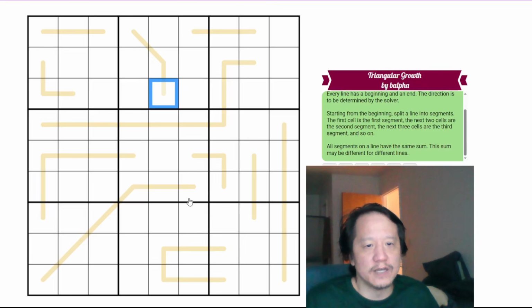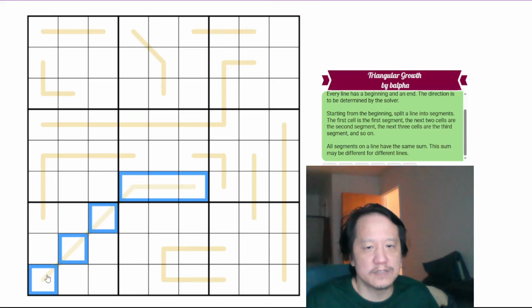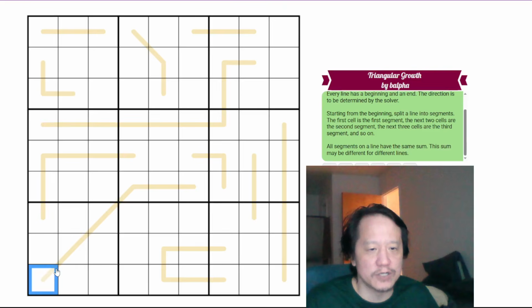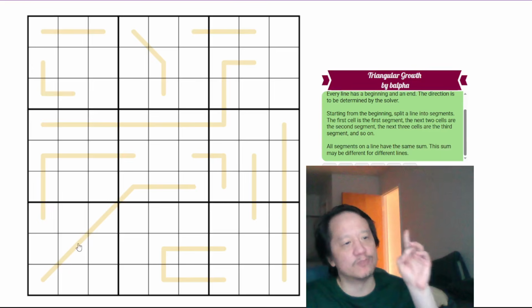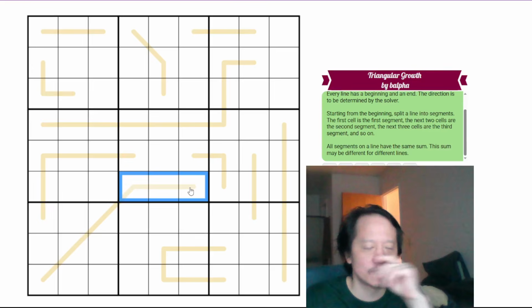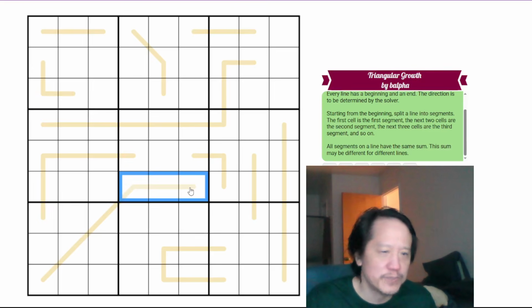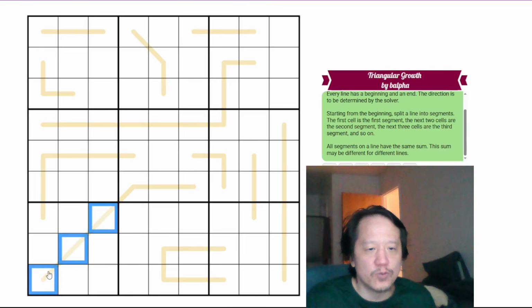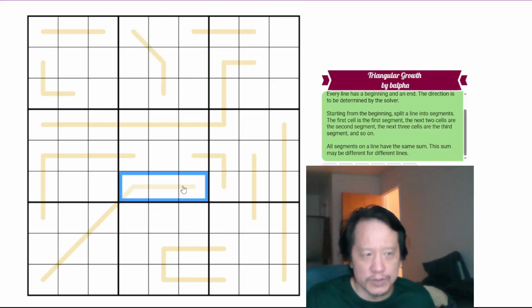So, for example, for this 6-cell line, it has to be going in one direction. We have one cell that must be a single segment. The next 2 cells are the second segment, and the next 3 cells are the third segment. Whichever way it goes, we don't know which way.